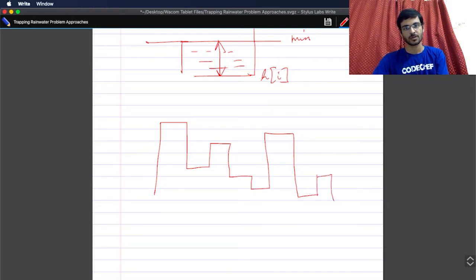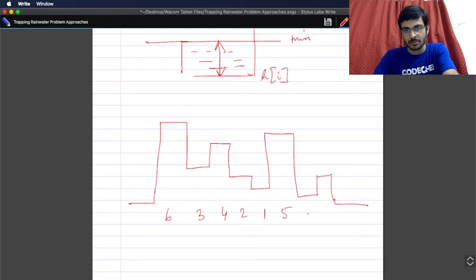Okay, let us say these are the heights. I'll write down the heights. So this is 6, this is 3, suppose this is 4, this is 2, this is 1, this is 5, this is say 1 as well, and this is 2.